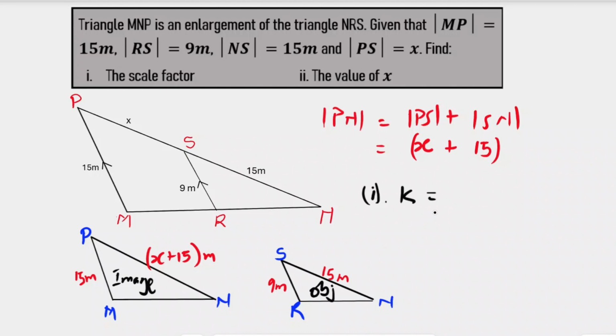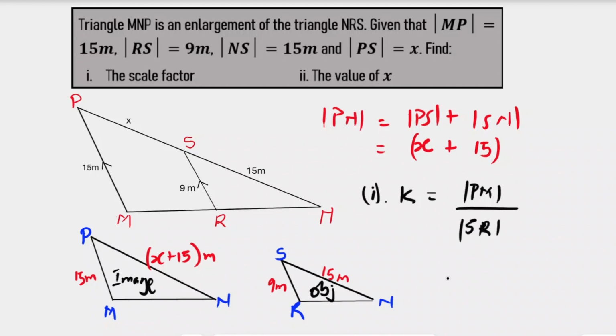Now we know that the scale factor is equal to the length of image over corresponding length of object. We have to look for a suitable pair of sides that can be used to find the scale factor. And obviously, that's going to be the sides PM out of SR. PM is this side, which is 15, and it corresponds to SR of the object, that is this one. So we have SR here.